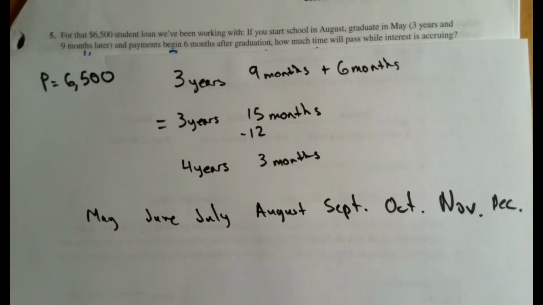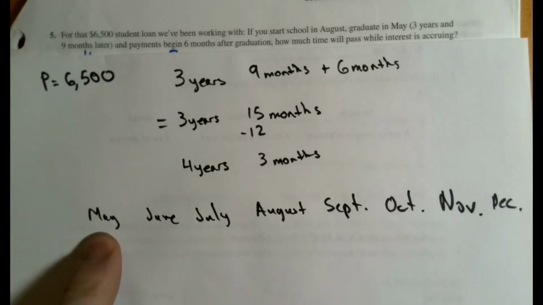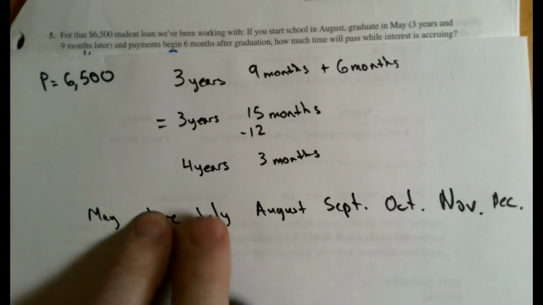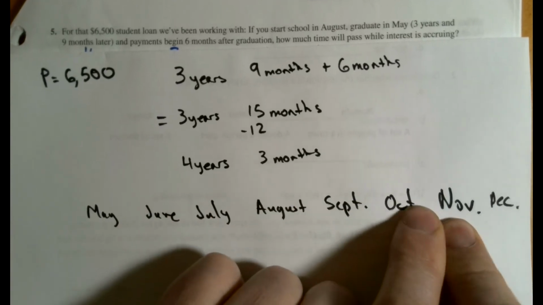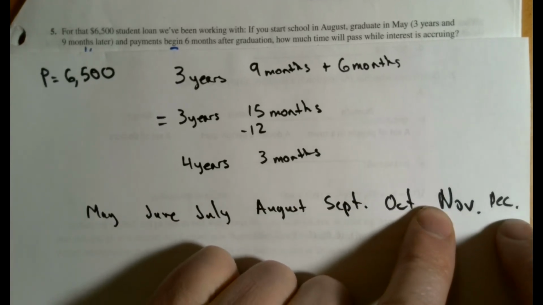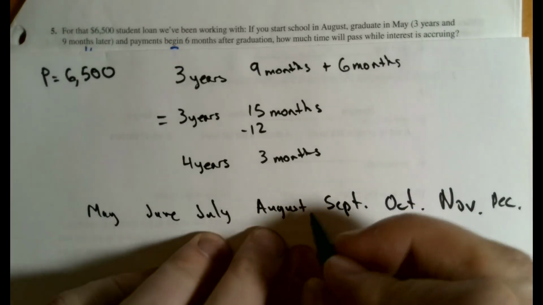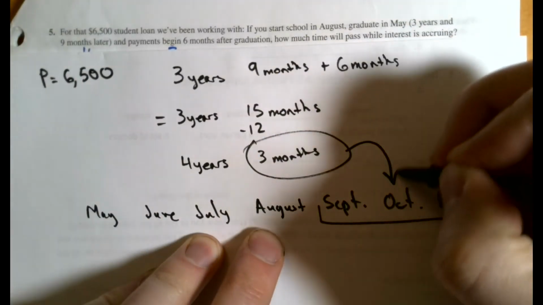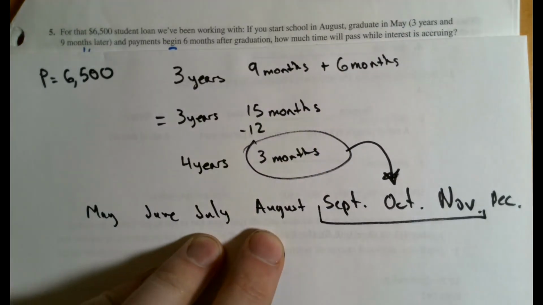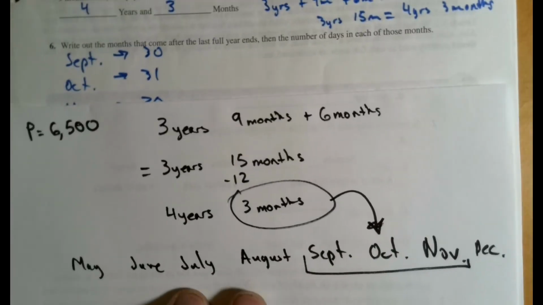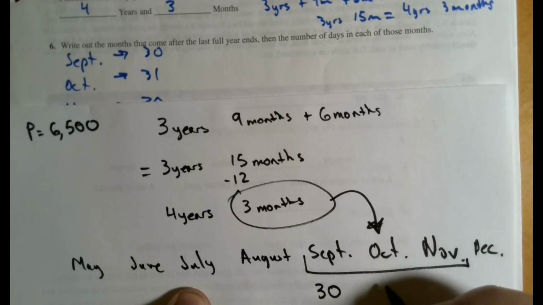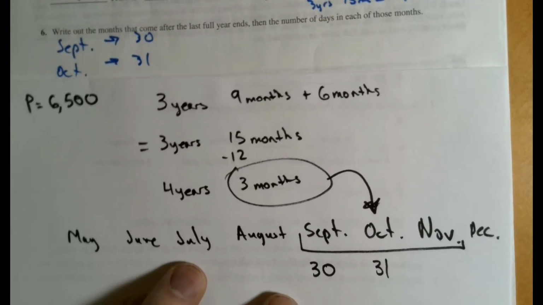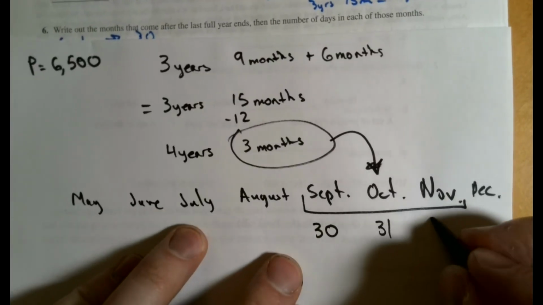So which month are we going to begin our payment? Here's the end of the 9 months, and then we need to go 6 months after this. So 1, 2, 3, 4, 5, 6. Our first payment is going to be in December. And that means these 3 extra months right here correspond to September, October, and November. It turns out that September is a 30-day month, October is a 31-day month, and November is a 30-day month.